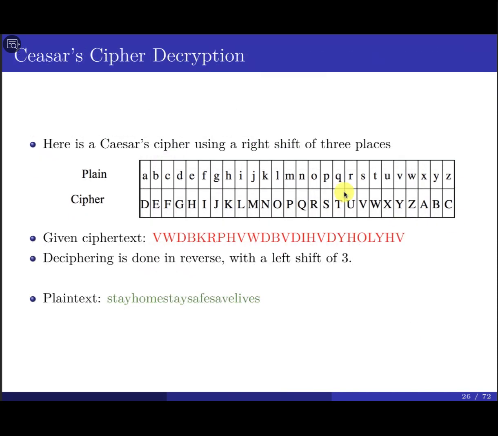This is just another example of a ciphertext. If you have the ciphertext, then you need to figure out how to recover the plaintext. I like this one. If you have a V, this is the ciphertext here, it's going to be S, and the W is going to be T, and so on. So: stay home and stay safe, save lives. Okay? This is an example.